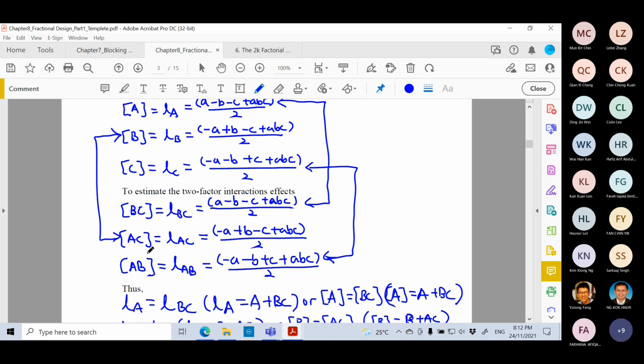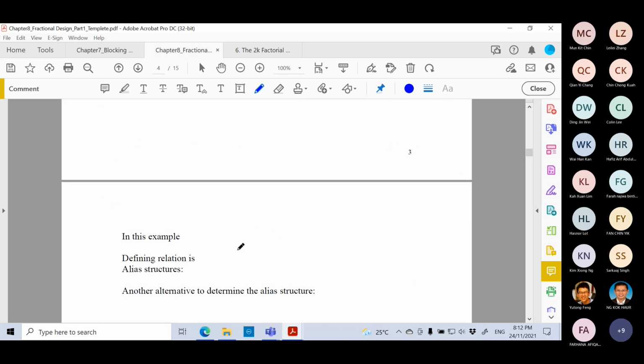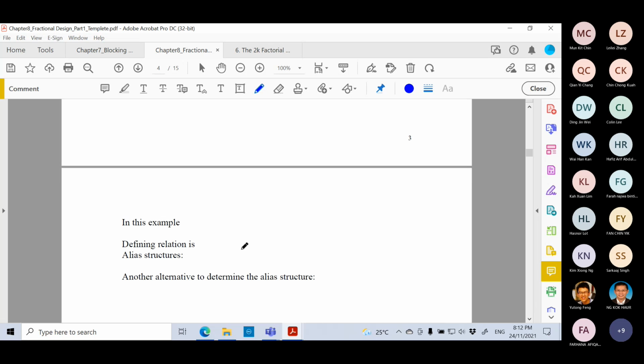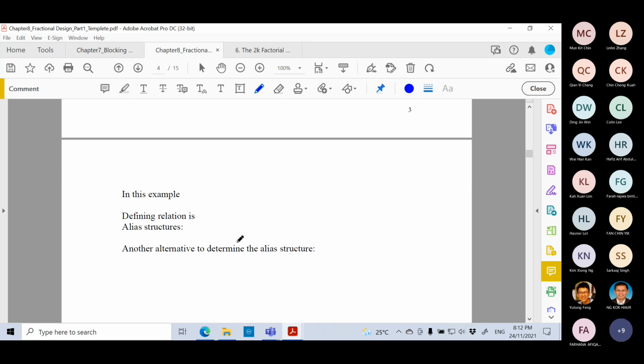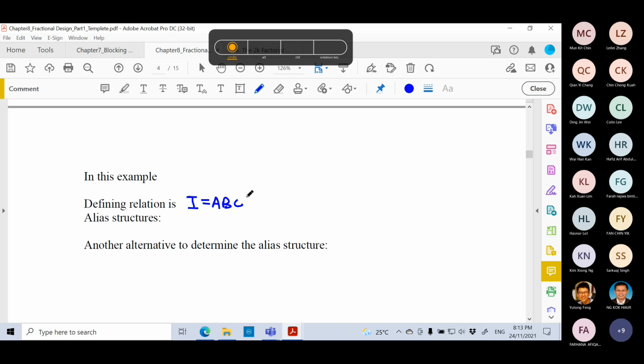But we do not want to list all these things. We can get all the structural aliases from the following example. I will show you how to get the alias structure without calculating the plus minus sign, without calculating the contrast. So let's say we have the defining relation, using the above one, I equal to ABC.